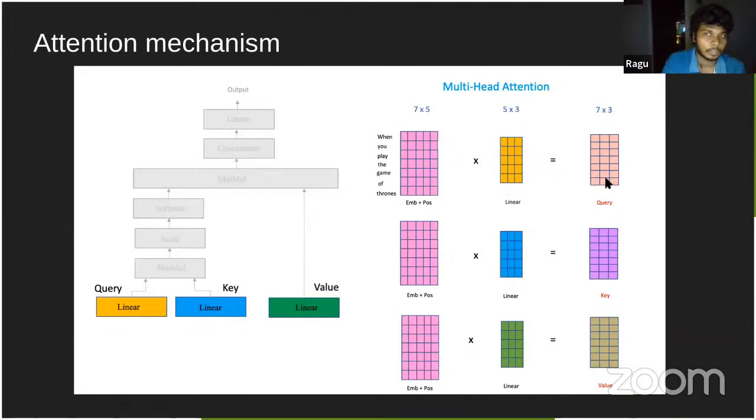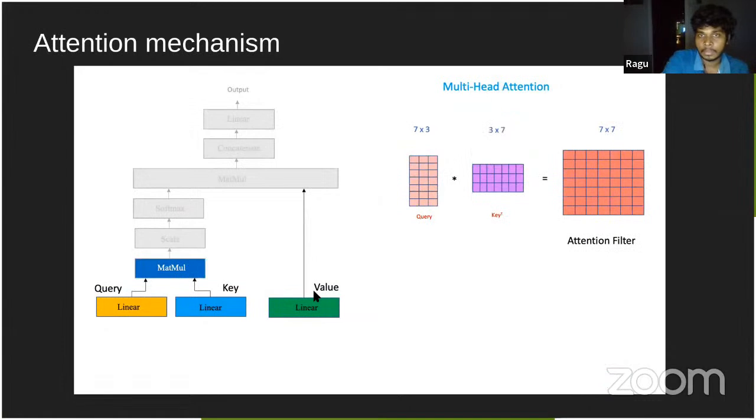You just make a query out of it, and it's also a random matrix. So you do this with three different matrices, and you'll generate query, key, and value. The next step is you multiply this query and the key, and you will get the attention vector. So we will see what the attention vector is.